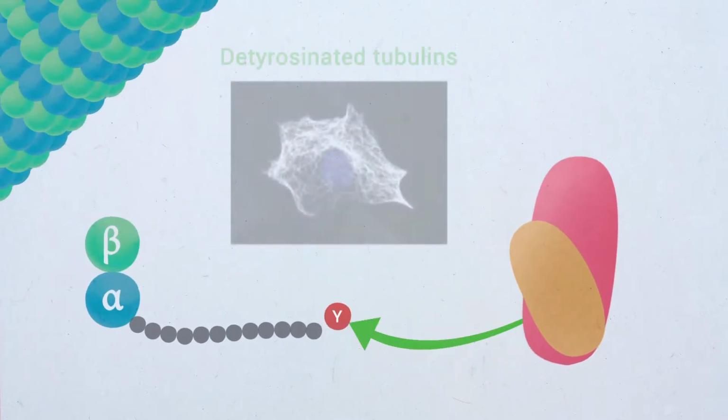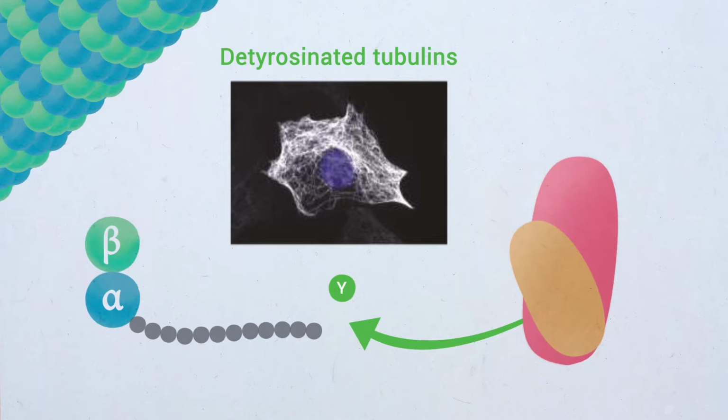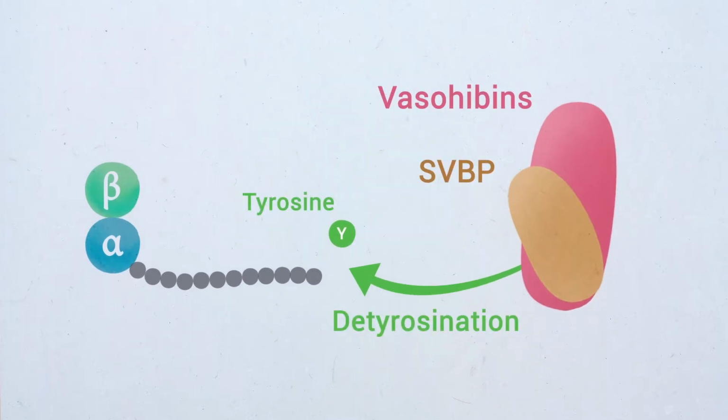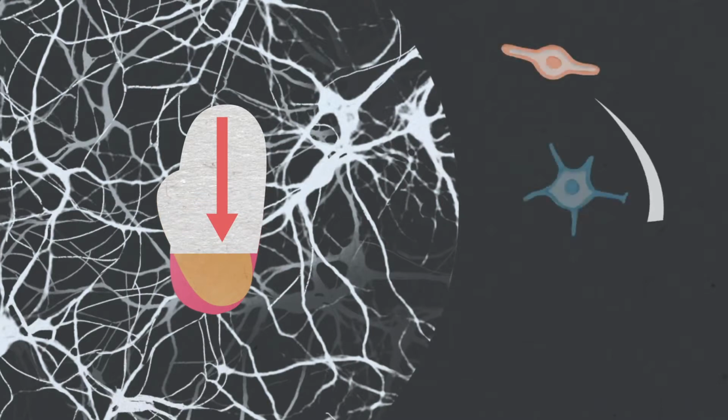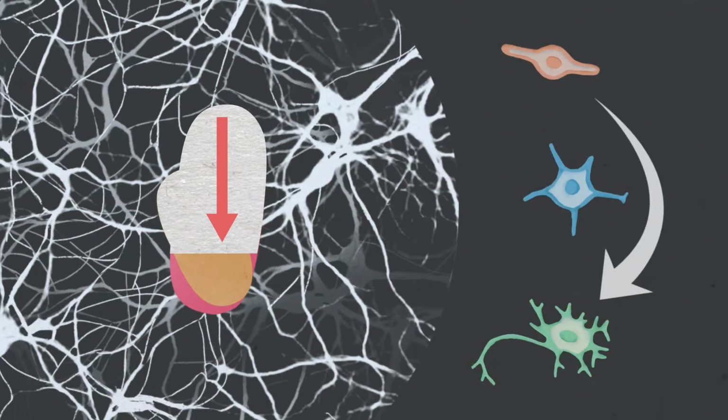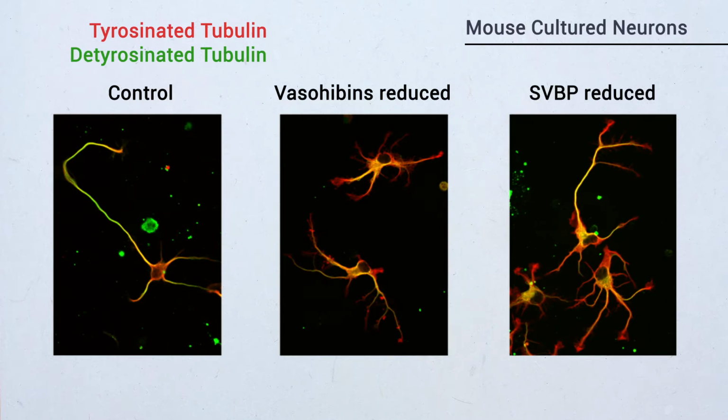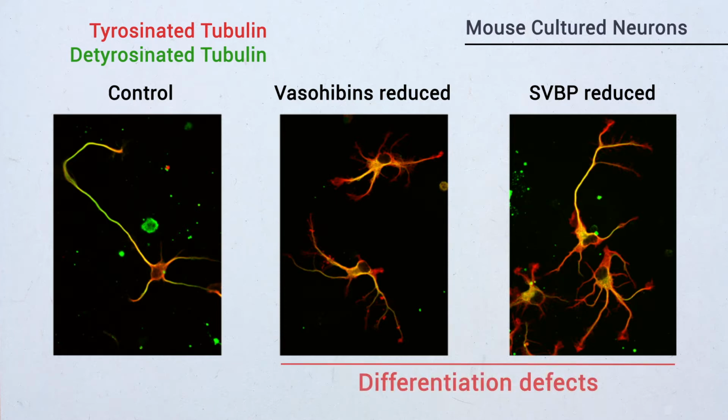Indeed, we demonstrated that Vasohibins, when complexed with small Vasohibin binding protein, exhibit robust and specific tyrosine carboxypeptidase activity on microtubules. To confirm the functional significance of Vasohibins and their role in alpha-tubulin detyrosination, we assessed the effects of reduced production of these proteins in differentiating neurons. Our results showed that reducing the production of Vasohibins or small Vasohibin binding protein in mouse cultured neurons reduced detyrosinated alpha-tubulin levels and caused severe differentiation defects.